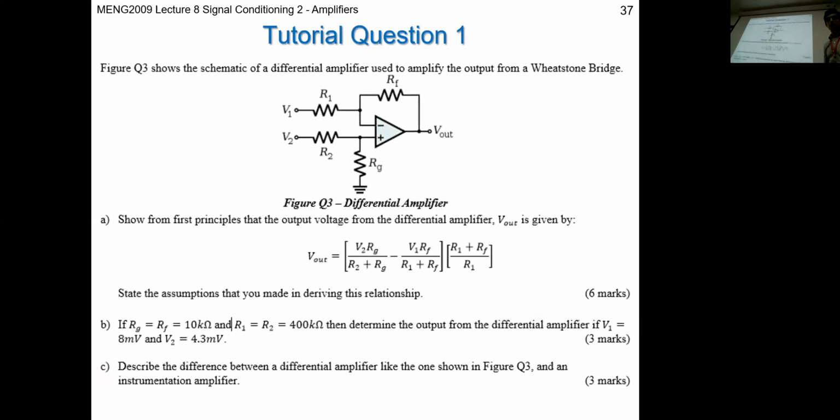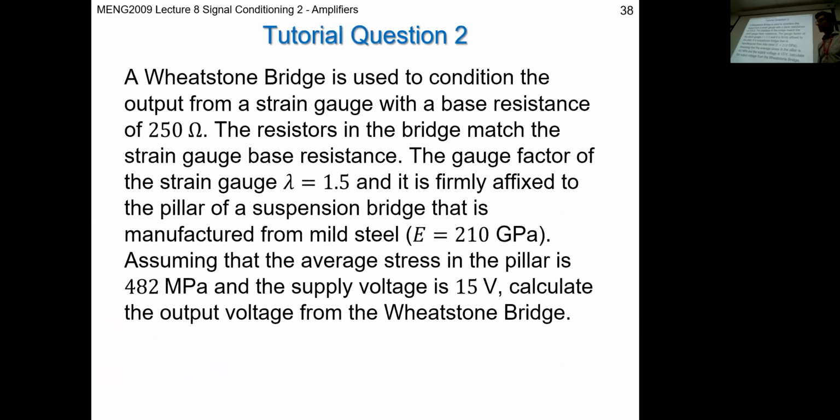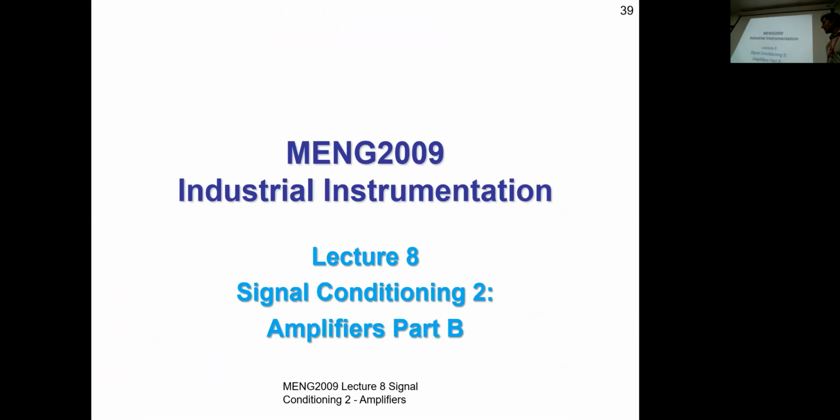At the end here, we've got a couple of tutorial questions. This is a past paper question, which you might be interested in taking a look at. And this is a Wheatstone bridge related one, similar to the one we looked at with our load cell in class. Okay, so that's it for this signal amplifiers part B.